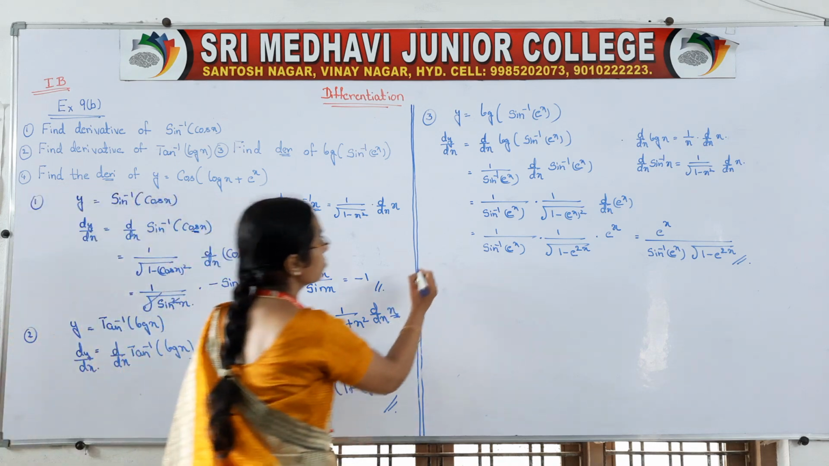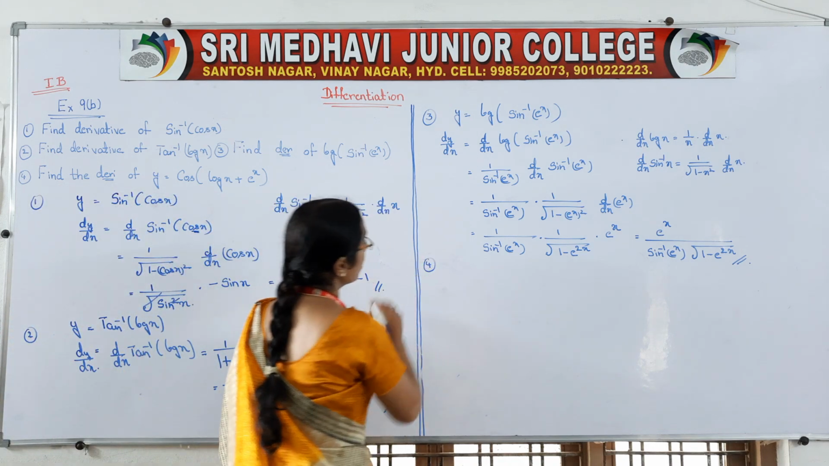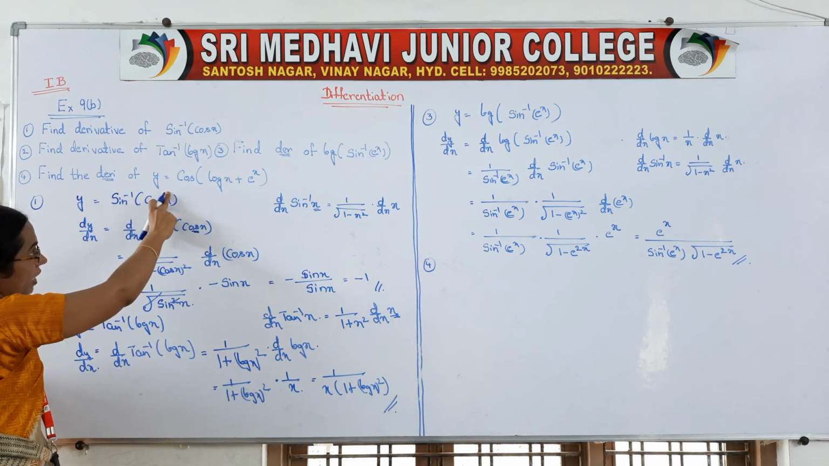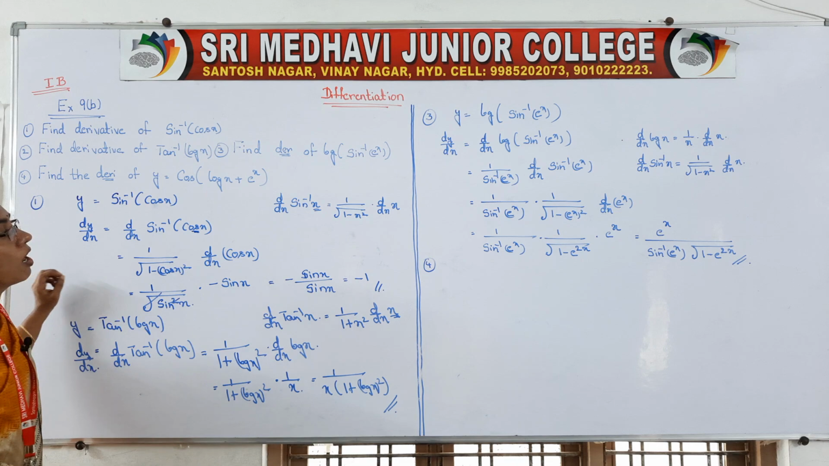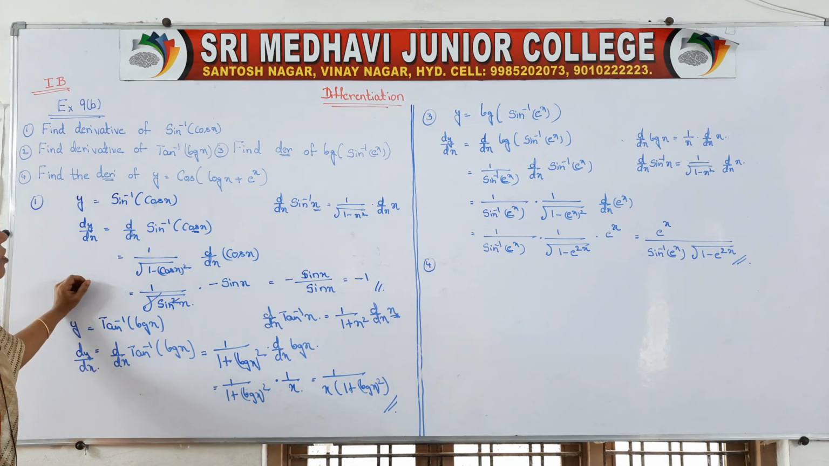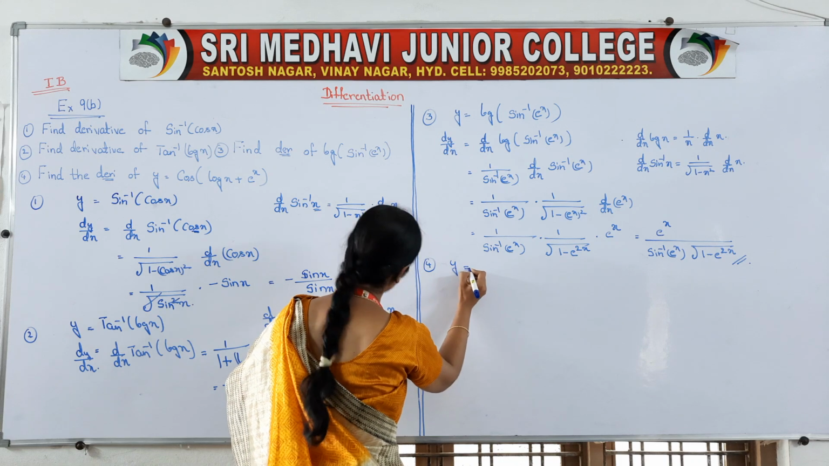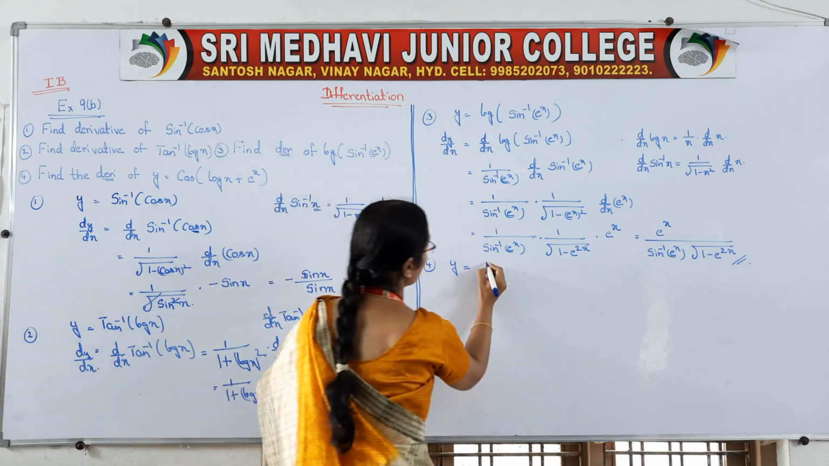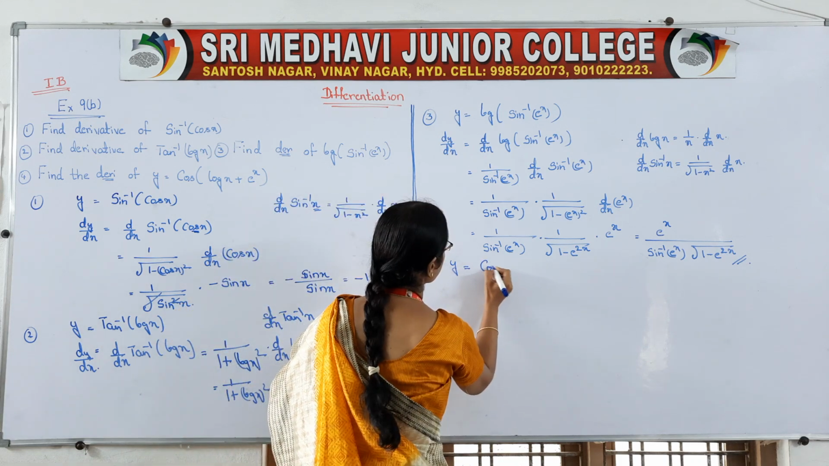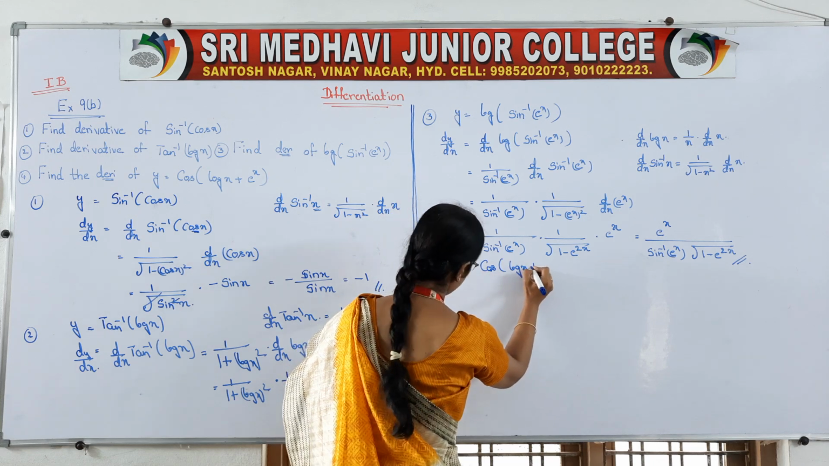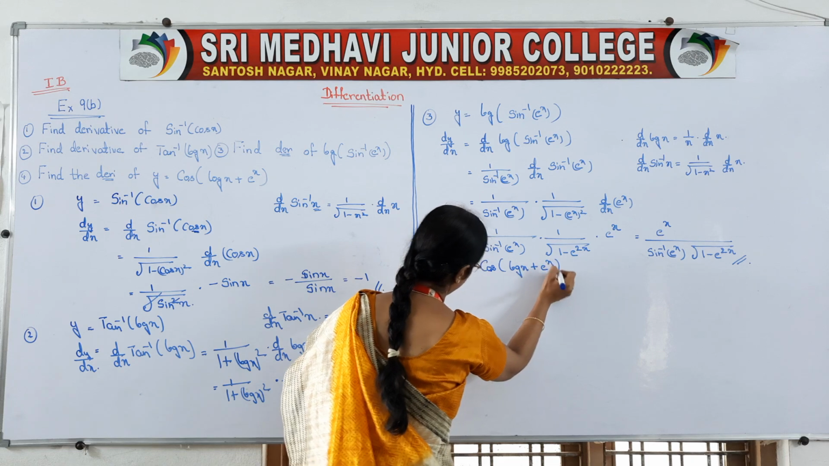Okay, so now come to the fourth question. What is your fourth one? See, find the derivative of y is equal to cos of (log x plus e to the power of x). So come on, what is the given value to you? y is equal to what is that? cos of, right, log x plus e to the power of x.